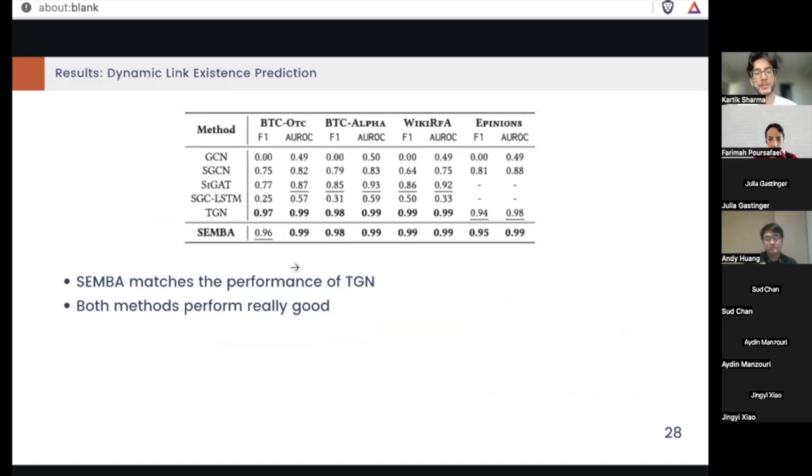For the first task, we can see SAMBA matches the performance of TGN on this dynamic link existence prediction task. But we can also see that both models give very high numbers, like 99% on F1 and AUROC, so there's very little room for improvement anyway. Even though SAMBA uses the sign as information, it does not lose out on the standard task of dynamic link existence prediction.